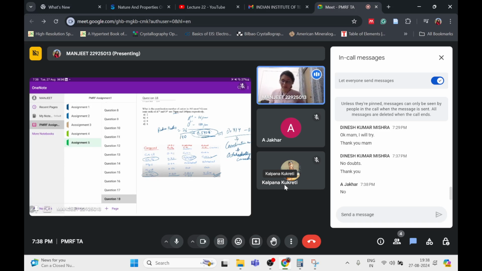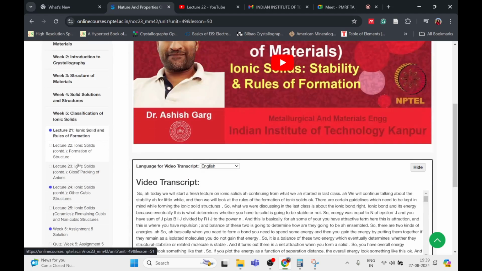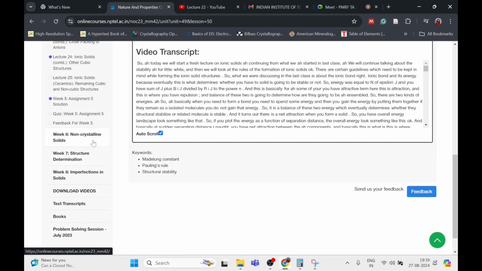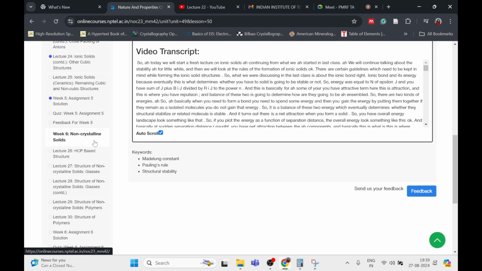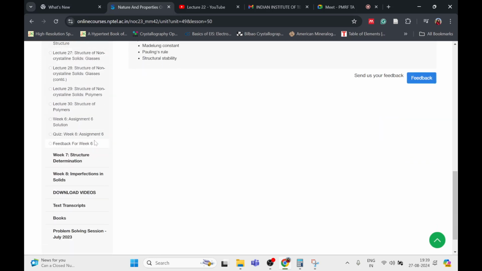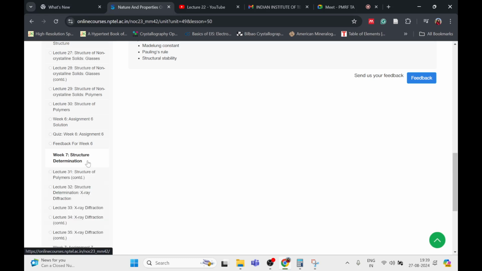We will discuss this ionic solid part is completed by this week. In the next week we will discuss the non-crystalline. Up to this point we have discussed crystalline solids. Now we will discuss the non-crystalline. The next assignment will be based on the non-crystalline solid, and I think you have the midterm in between also. And in the next week we will discuss structure determination and imperfection in solids.